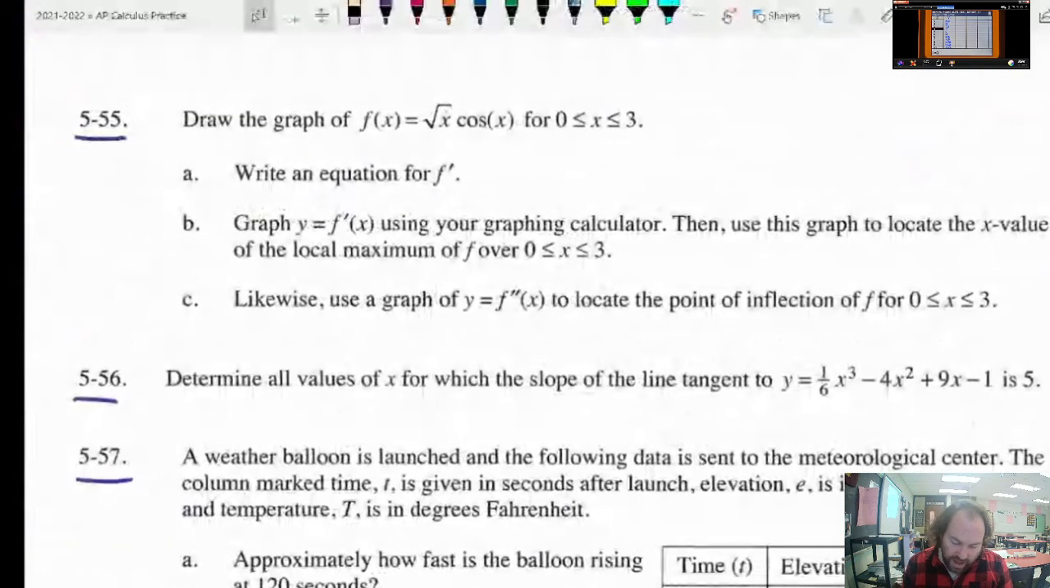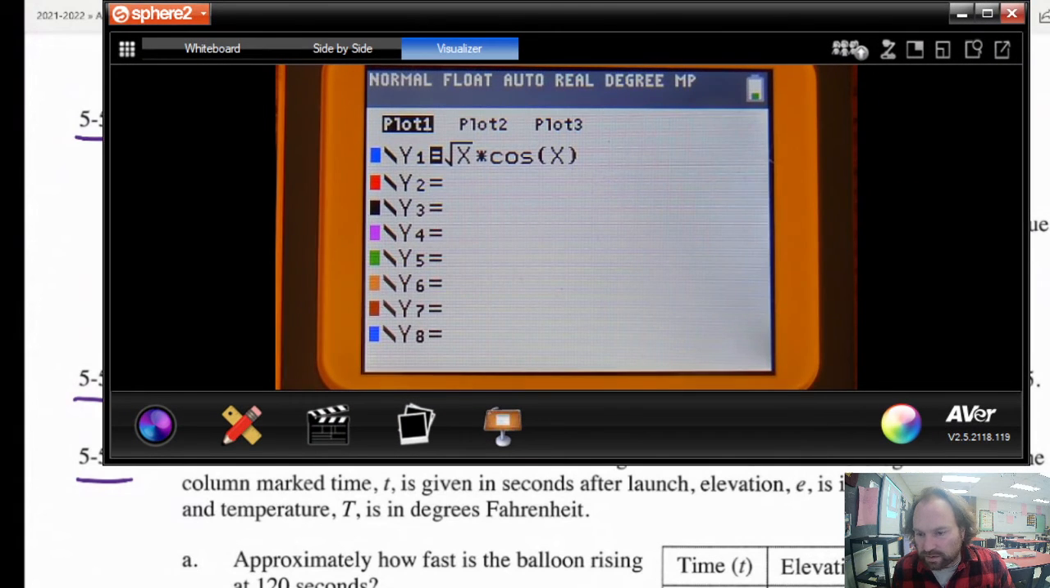5:55, we're going to draw a graph of the square root of x times the cosine of x. So the square root of x times the cosine of x. And we are going to graph that from 0 to 3. So once again, bringing the calculator up.